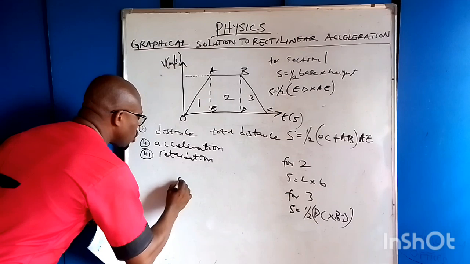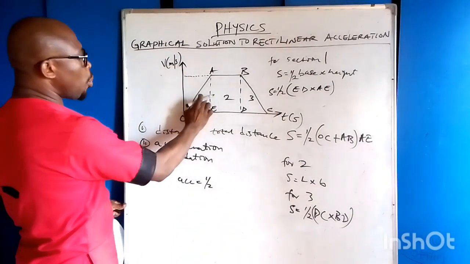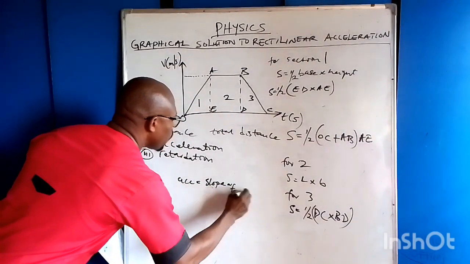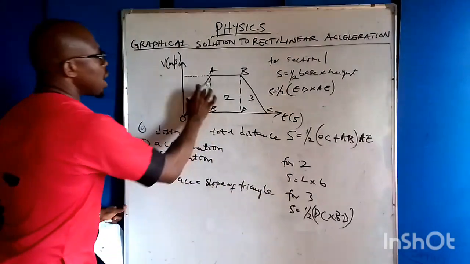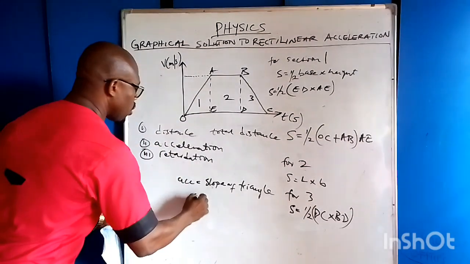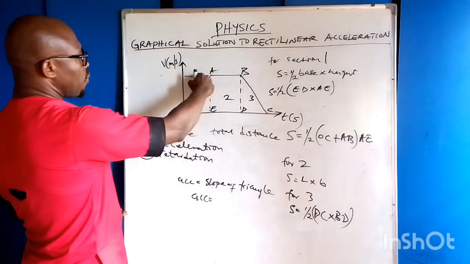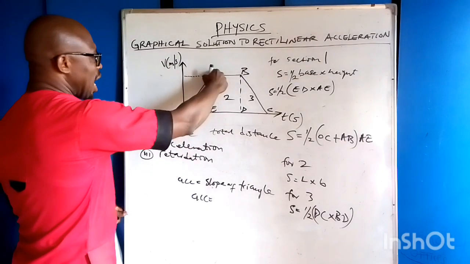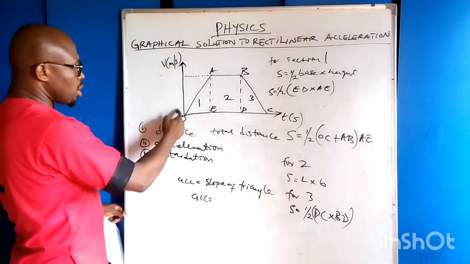So this is the only place where we have acceleration. Now, the formula for acceleration here is the slope of the triangle. The slope is the change in the vertical axis over the change in the horizontal axis. So we can trace it like this.